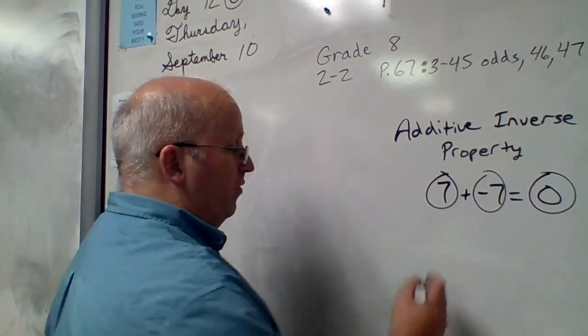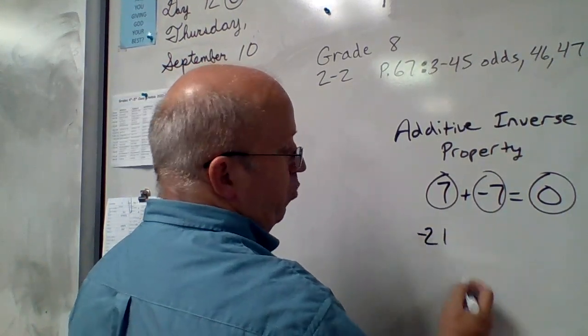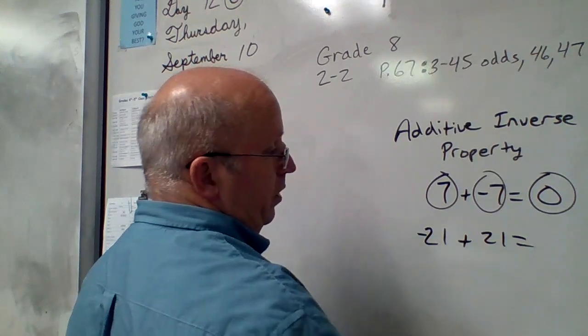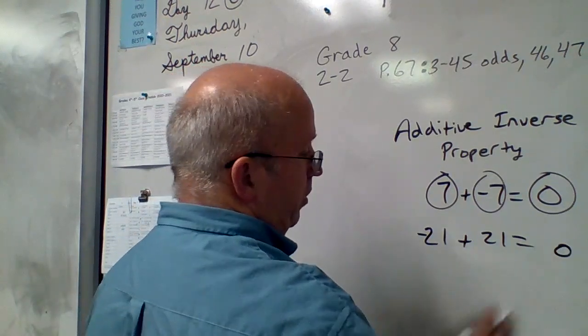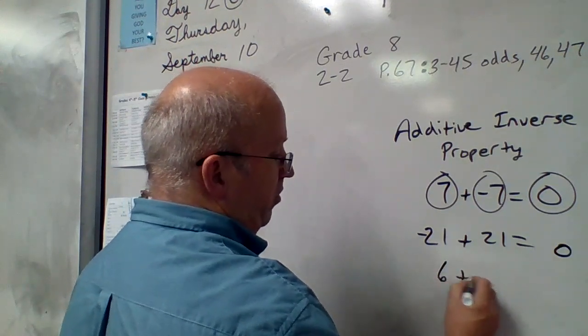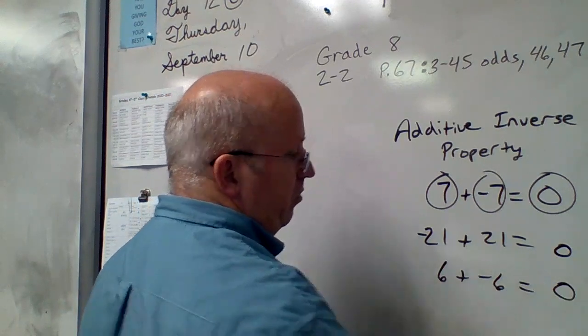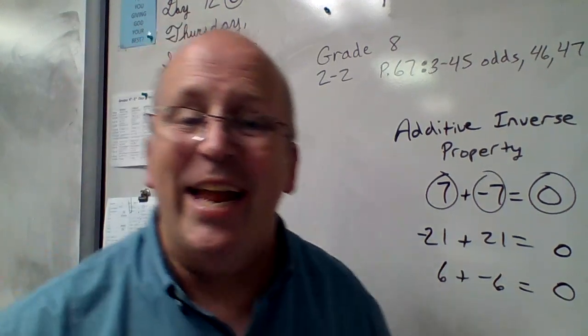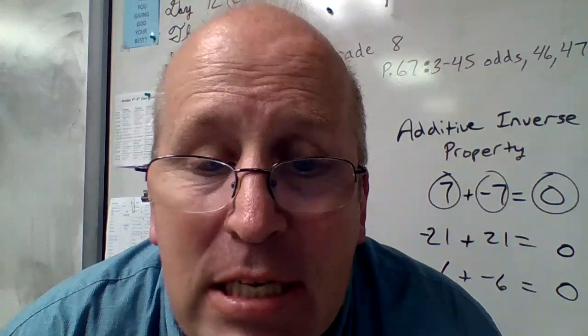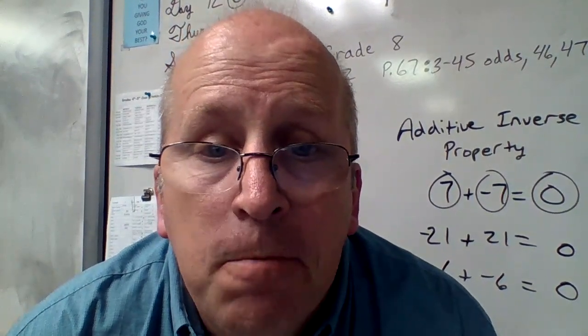So what if I had -21 and +21? If I add them together, I get 0. What if it's 6 and -6? The answer is 0. When you add together opposites, you always get an answer of 0.